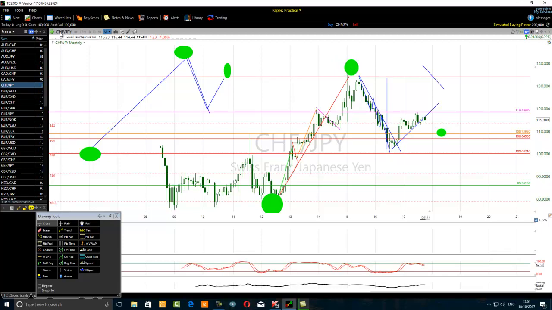This is the Swiss franc Japanese yen currency pair, which went up big time. And now, as it's coming down, if you look carefully, it came down in 5 moves. 1, can you count? Yes, you can. 2, 3, 4, 5. That's what we are talking about. Now, what are we looking for?